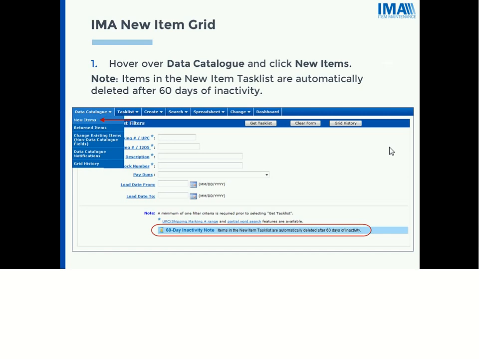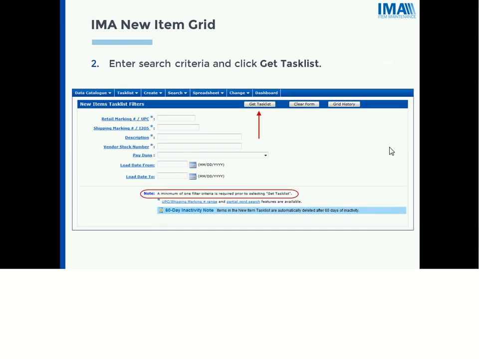So again, hover over Data Catalog and click New Items. And then you have to enter search criteria and then click Get Task List. Now you do have to enter at least one criteria prior to selecting Get Task List.